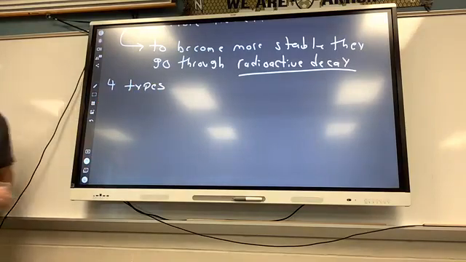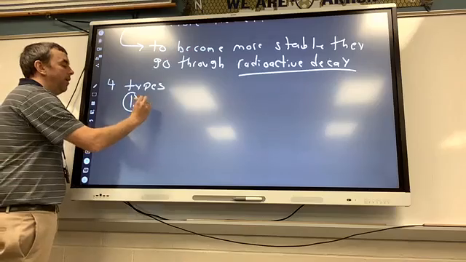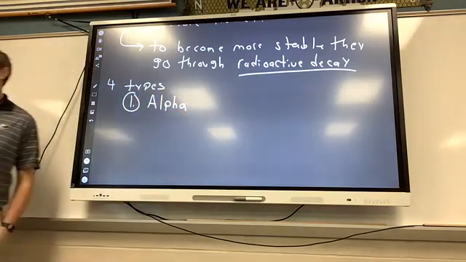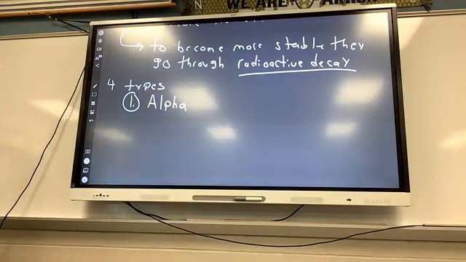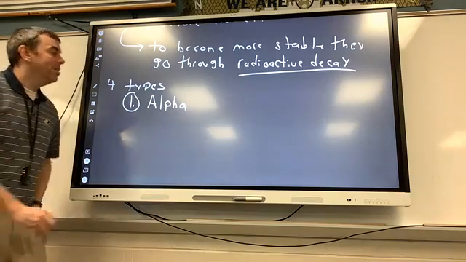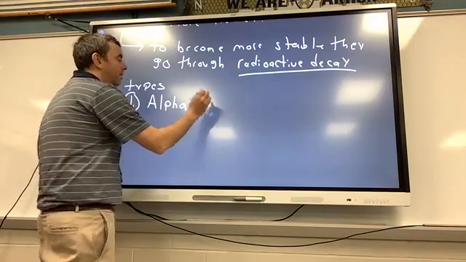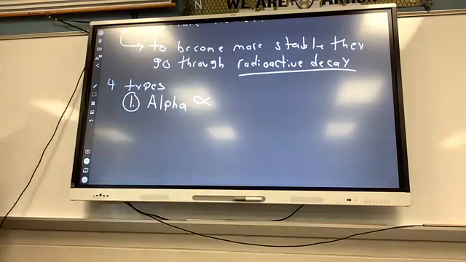So, type number 1 is called alpha. Alpha is symbolized by, how does this look? Kind of like this. All right, so that's alpha, like a fish. And this is essentially the nucleus of a helium atom.